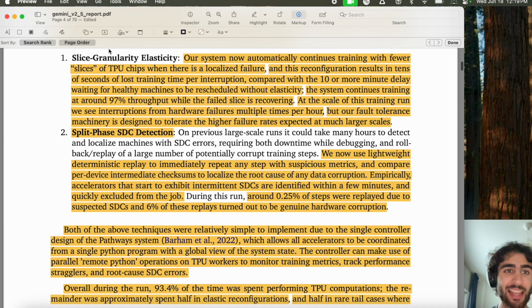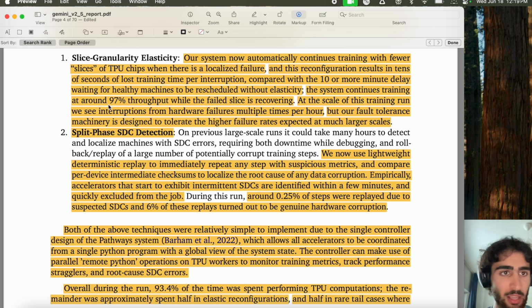First of all, they have slice granularity elasticity, which seems pretty complex, but essentially it's just fault tolerance. So their system now automatically continues training with fewer slices of TPU chips when there's a localized failure. And at the scale that they're training on, localized failures happen every few hours. So this is inevitable. And this reconfiguration results in only approximately tens of seconds being lost during training time per interruption, compared with 10 or more minutes when waiting for healthy machines to be rescheduled without elasticity.